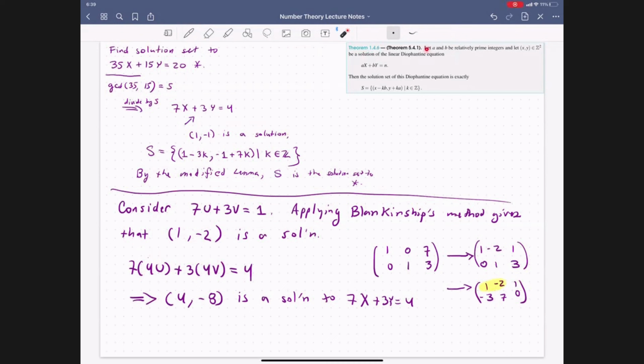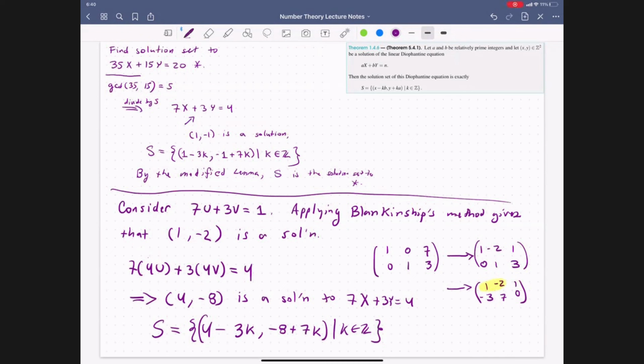Now the theorem tells us that the set S is going to be, in this case, x is 4. So we have minus kb. K in this case is still 3. So we have 3k. And then y is in this case minus 8, and then we have plus ka, where we have 7k. K is an integer. And so we have this.